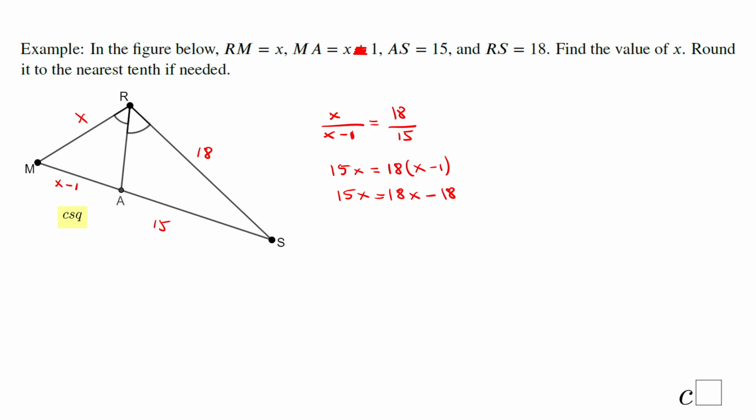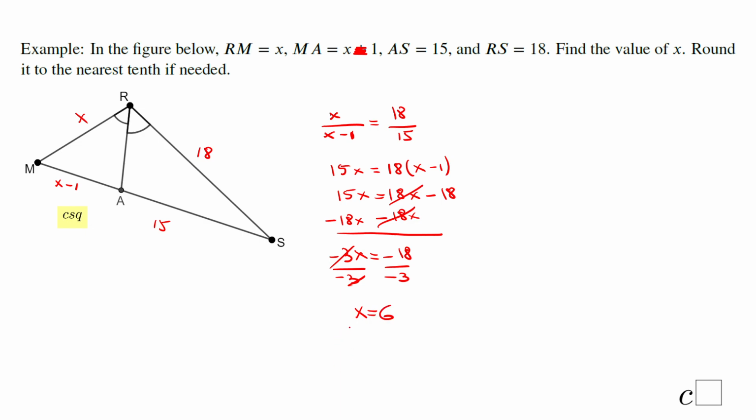So I think that this one makes sense. We subtract 18x here. So we have here negative 3x equals negative 18. Divide by negative 3. And we have x equals positive 6. So like I said, it should make sense.